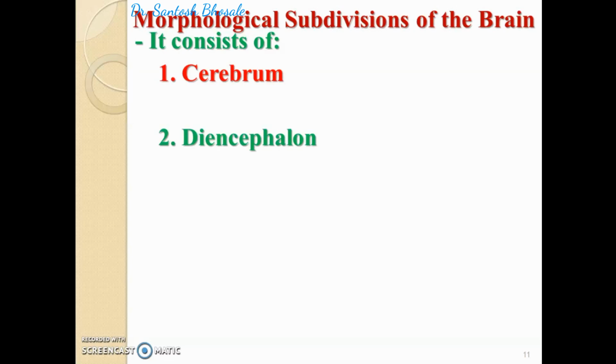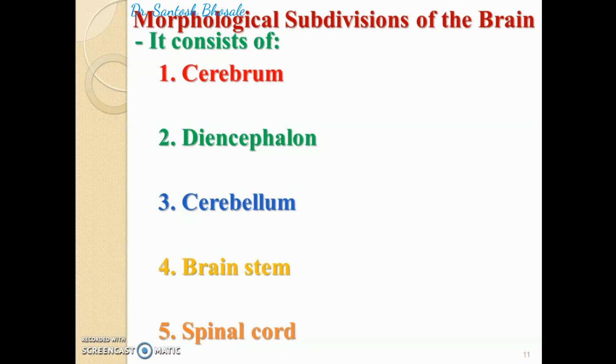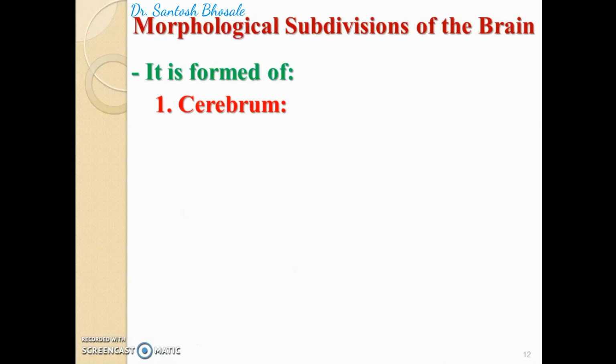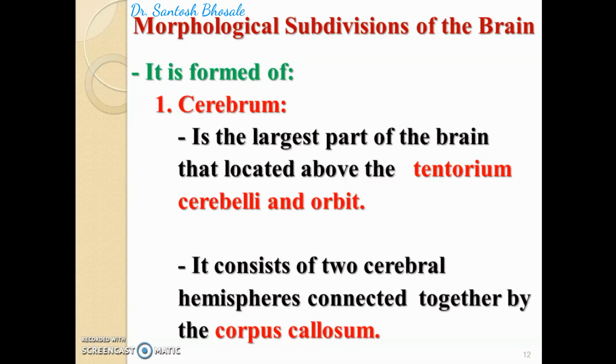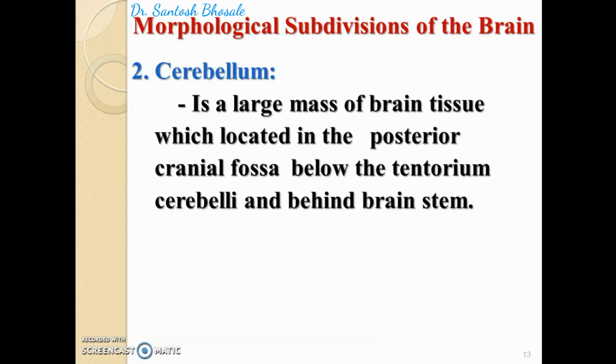So morphologically we say these are the different parts of the CNS: cerebrum, diencephalon, cerebellum, brainstem, and spinal cord. The cerebrum, diencephalon, cerebellum, and brainstem are parts of the brain. First, the cerebrum is the largest or enlarged part of the brain, located above the tentorium cerebelli and orbit. It consists of two hemispheres connected to each other by the corpus callosum, and the two cerebral hemispheres are separated by the incomplete median longitudinal fissure occupied by the falx cerebri, a dural fold.